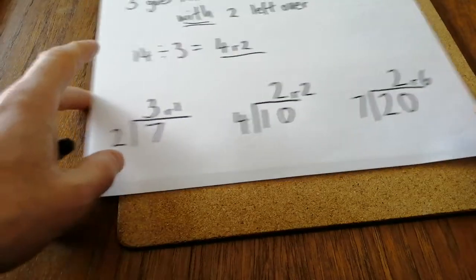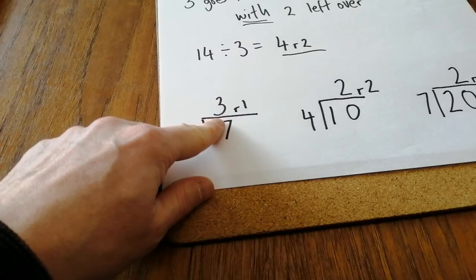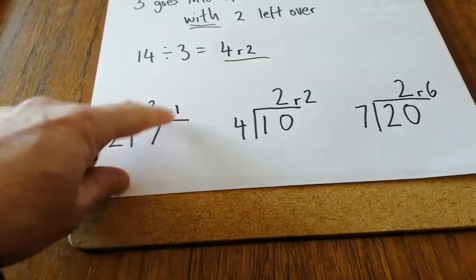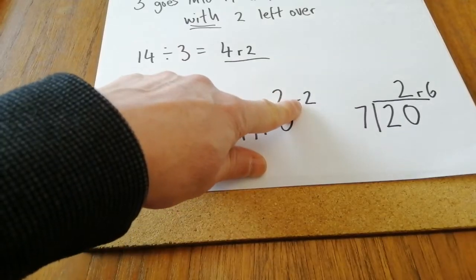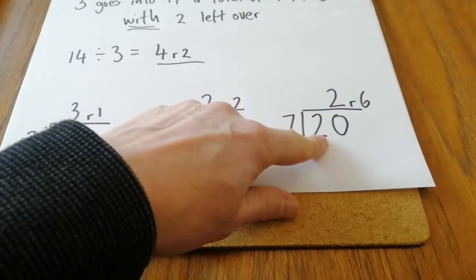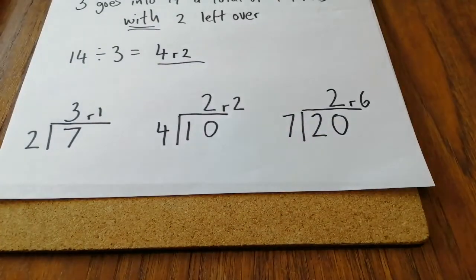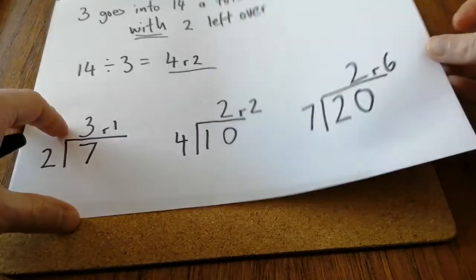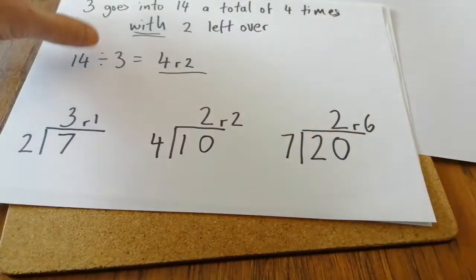So let's just go through these again. 7, we can take 2 away from it 3 full times and we've got 1 left over. 10, we can take 4 away from it 2 full times with 2 remainders. And 20, we can take 7 away from it 2 full times with 6 left over. I hope that makes it a little bit clearer for you. Let's just do 1 or 2 more examples.